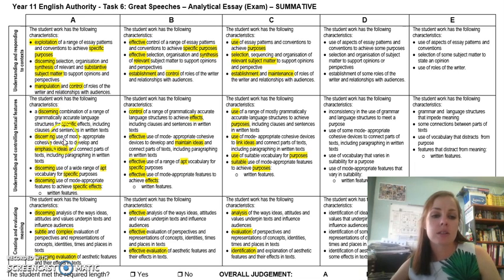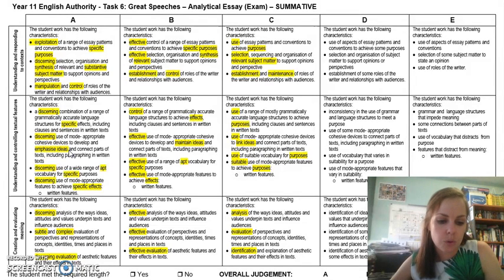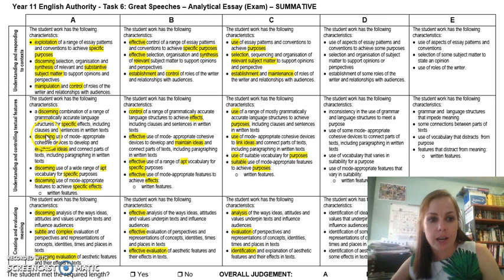The second dot point is the discerning use of mode-appropriate cohesive devices to develop and emphasize ideas and connect parts of text, including paragraphing in written text. This is your paragraphing specifically, looking at that you've got that topic sentence, an elaboration, contextualization of quote, put your quote in, quote analysis, links to thesis, links to the next paragraph, etc. This is making sure that your cohesion is used and your thesis ties everything together here. So for an A, you need to have a discerning use of this to emphasize ideas. B is an effective use to maintain ideas, and C is a use of it to link ideas.